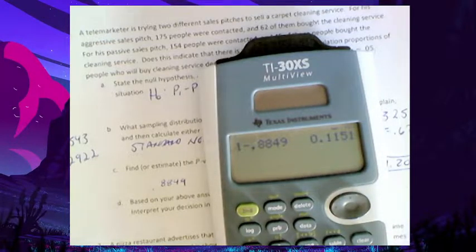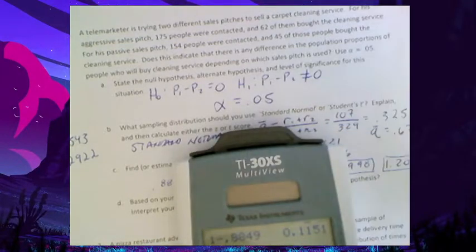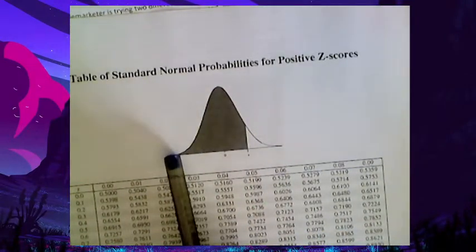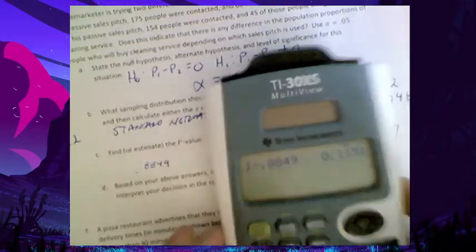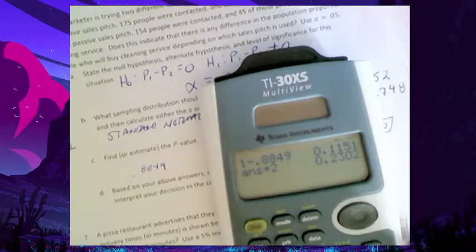I get 0.1151. But this is a two-tailed test, right? So that just tells me the right end of it. I also need the opposite side, the left end of it, so it's that times 2. Because of that, I get 0.2302.